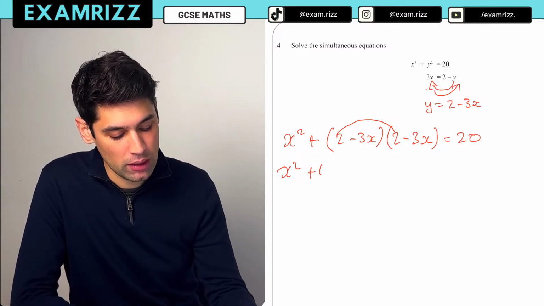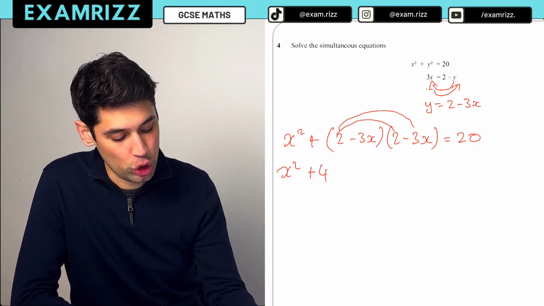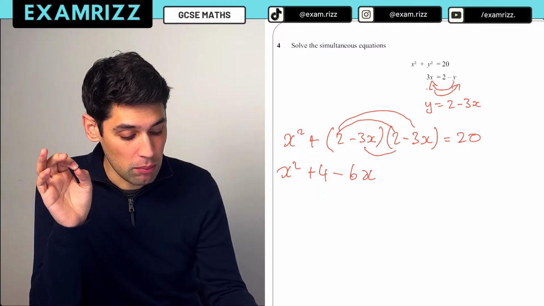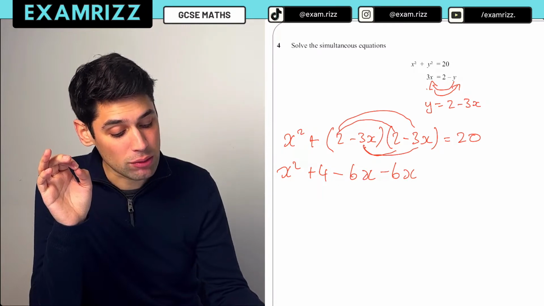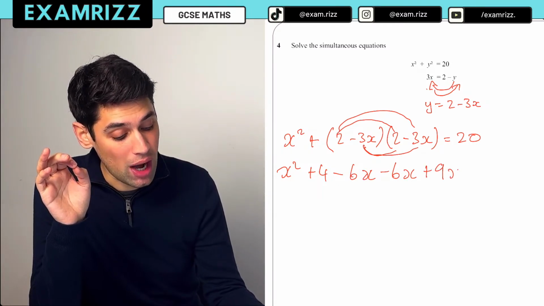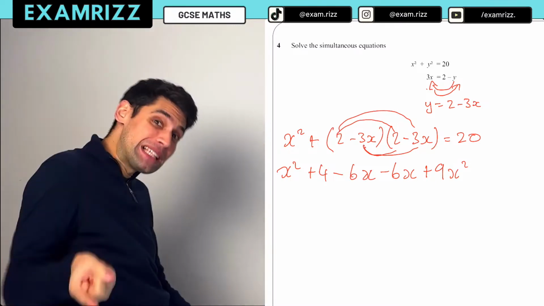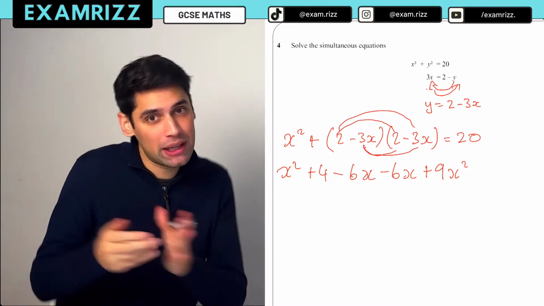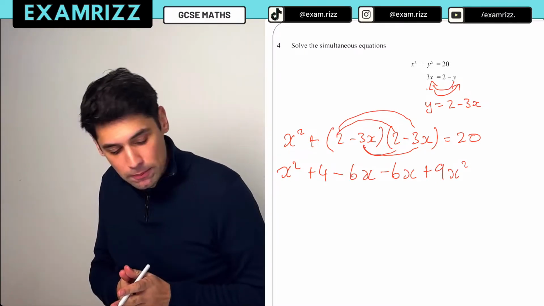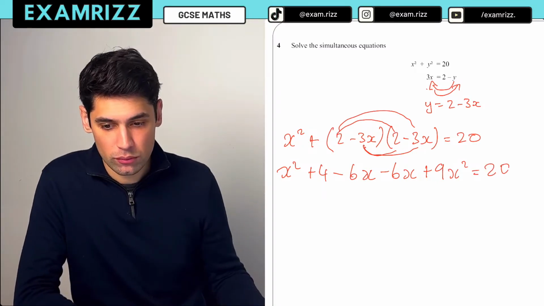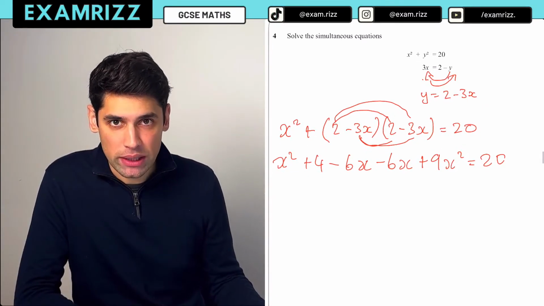2 times 2 is 4. 2 times minus 3x will be minus 6x. Minus 3x times 2, another minus 6x. And the minus 3x times minus 3x is going to be plus 9x squared. Don't forget the squared. Just because you're putting your focus on the 3 times the 3 making the 9, don't forget that the x times the x makes the x squared. And then that's going to equal 20. So these are some big numbers we're dealing with.